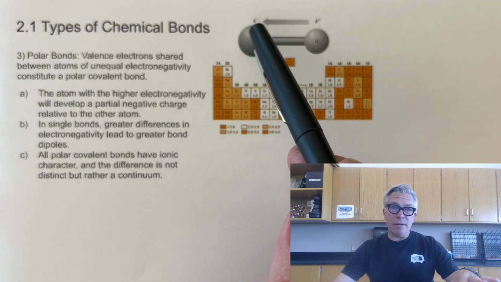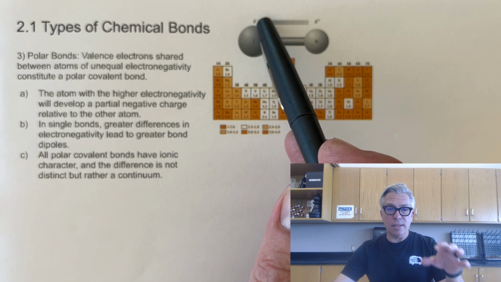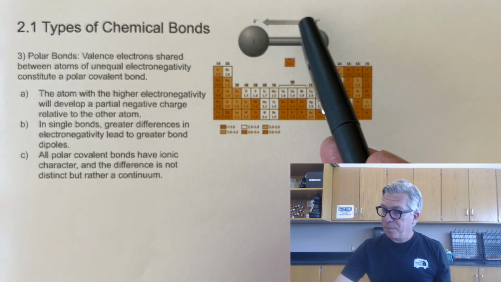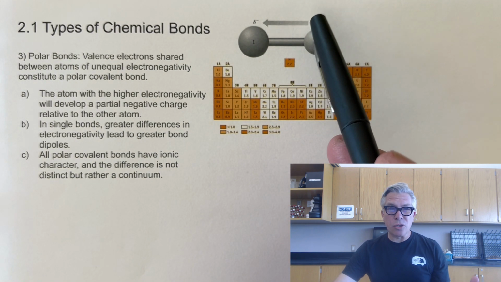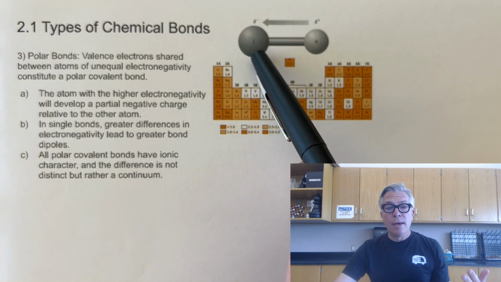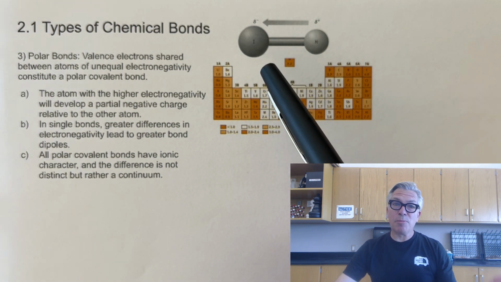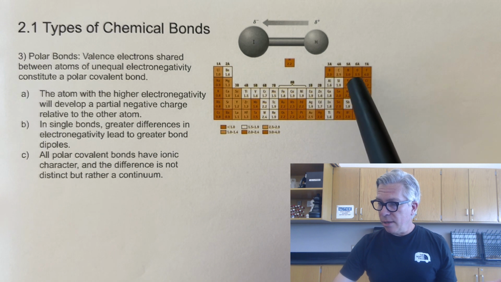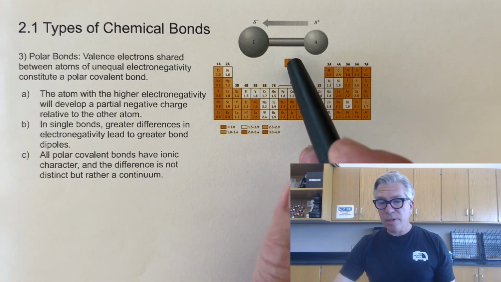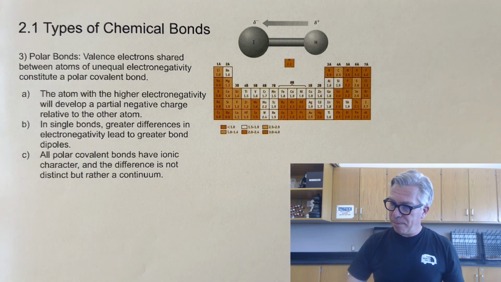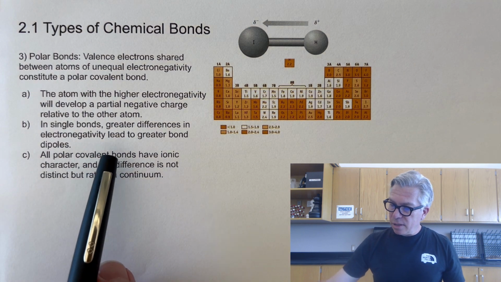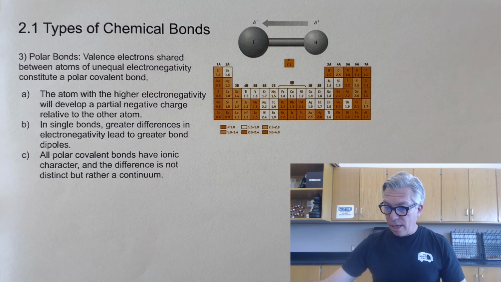It's not a full negative. Notice it's like a little delta minus. That's the Greek letter delta. And there's a little delta plus. That means partial positive, partial negative charge. But the idea here is that it's lopsided and it's polar. So they're a little bit farther away from each other on the periodic table, and so we would predict a polar one. In single bonds, the greater difference in electronegativity leads to greater bond dipoles.